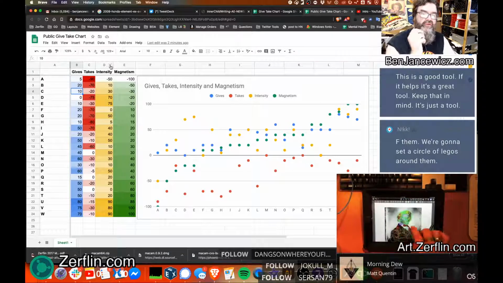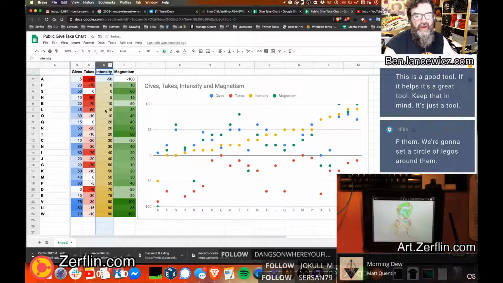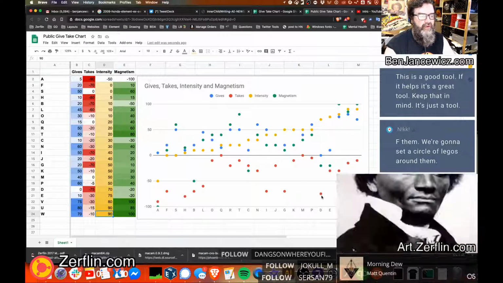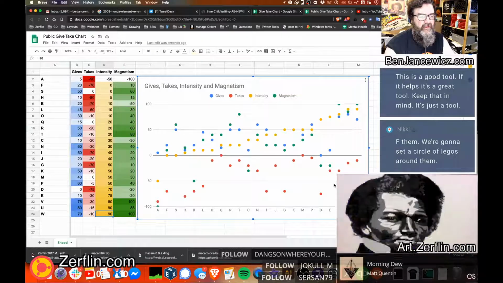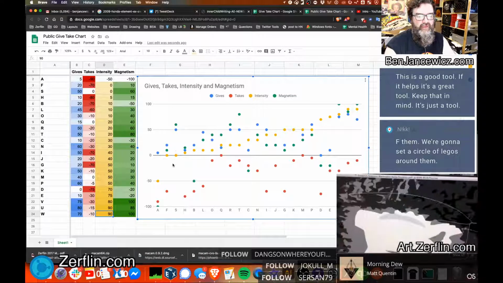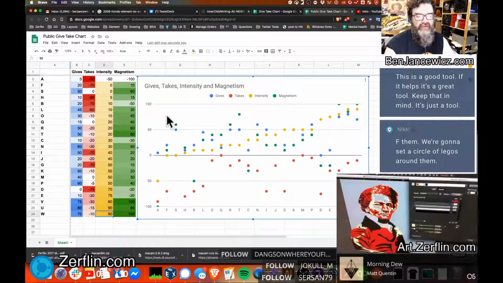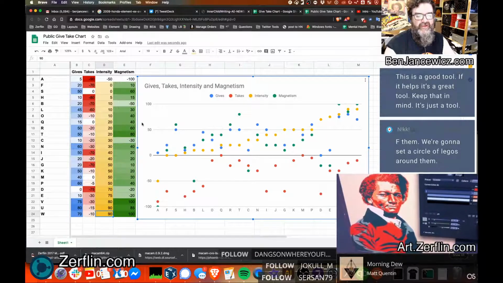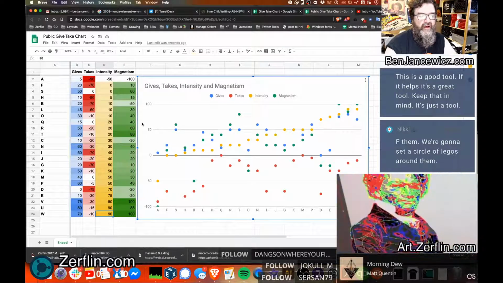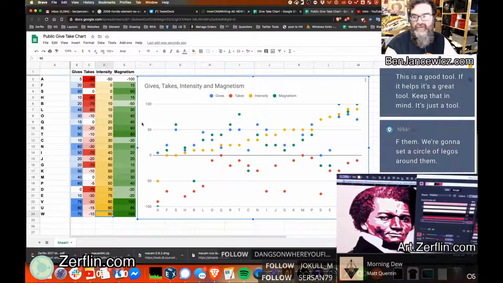Now you can also sort this a couple different ways. So if I sort it by intensity, for example, you can see that there are some very high intensity people who draw down a ton, but there's also some very low intensity people who don't take very much at all. So these low intensity people who don't take very much at all, they can just kind of hang around. It doesn't really hurt you or benefit you to take them off the chart.